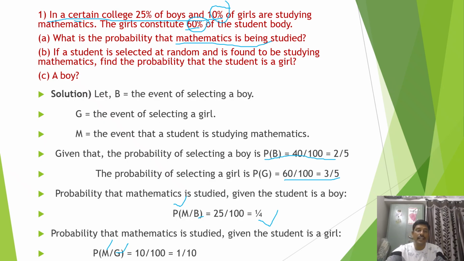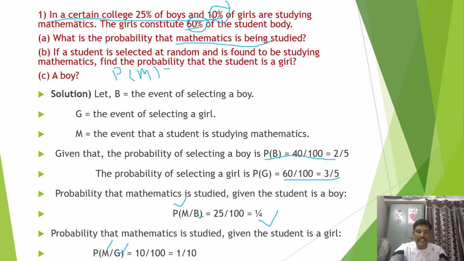Now what we need to find: what is the probability that mathematics is being studied? So how do we find it? What is the probability that mathematics is being studied means P of M we need to find. So P of M, how can we find? P of M is equal to, yes, exactly.